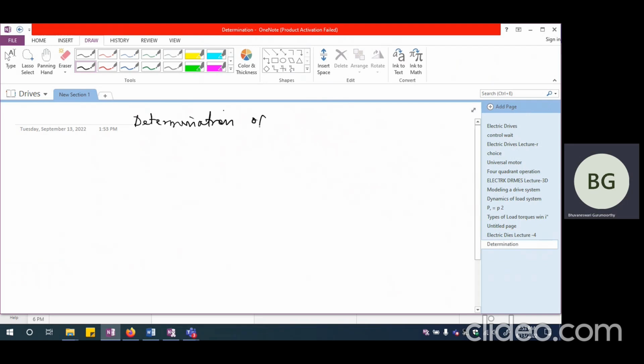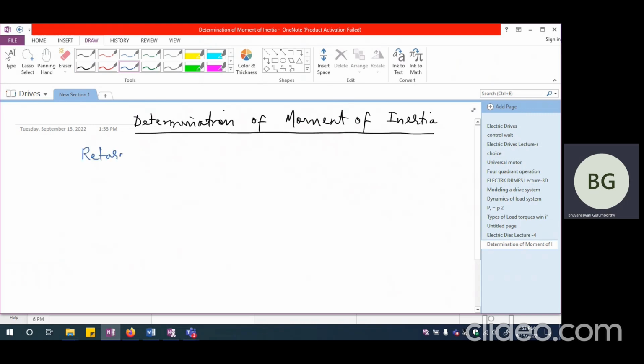So, determination of moment of inertia of an electric drive system. That's what we are going to discuss. To determine the moment of inertia, what we conduct is a test called the retardation test. In a retardation test, what we do is run the machine at a speed which is greater than the normal rated speed.